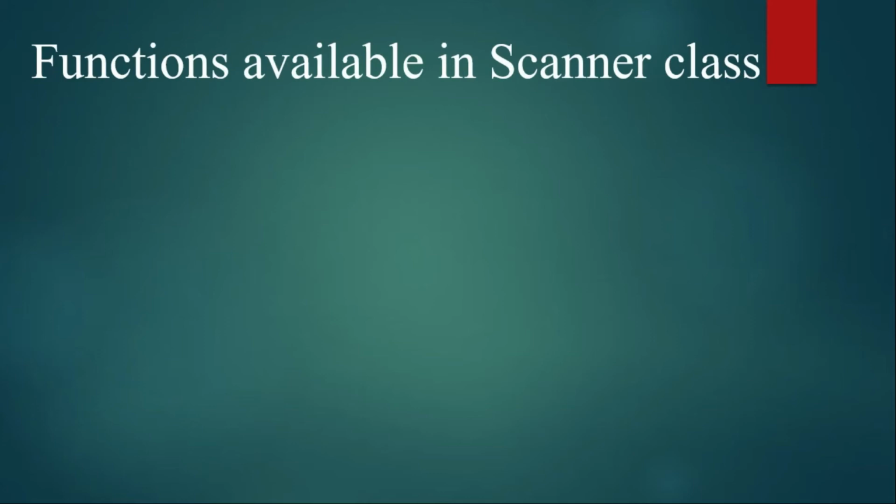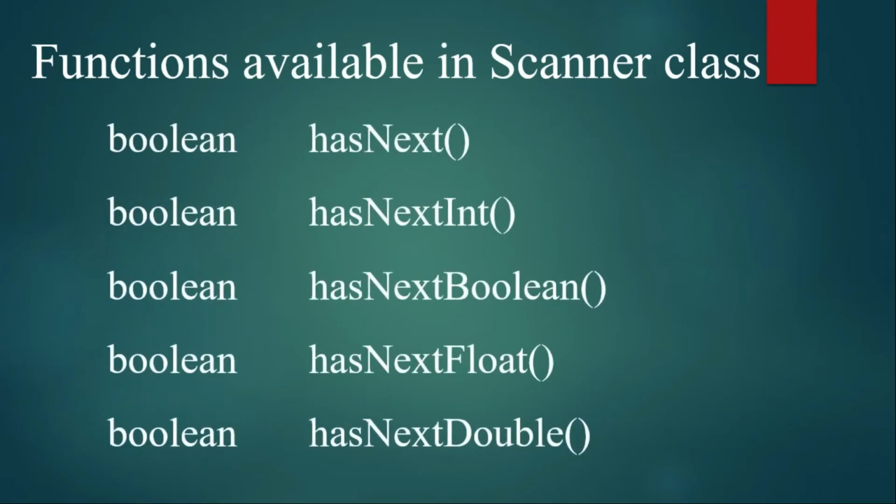There are also some other functions available which check if the input has another token and if the token belongs to a particular data type. For example, hasNextInt checks if the next token is an integer value. hasNextBoolean checks if the next token is a Boolean value, and so on. Let's write a Java program using these functions to see how the Scanner class works.